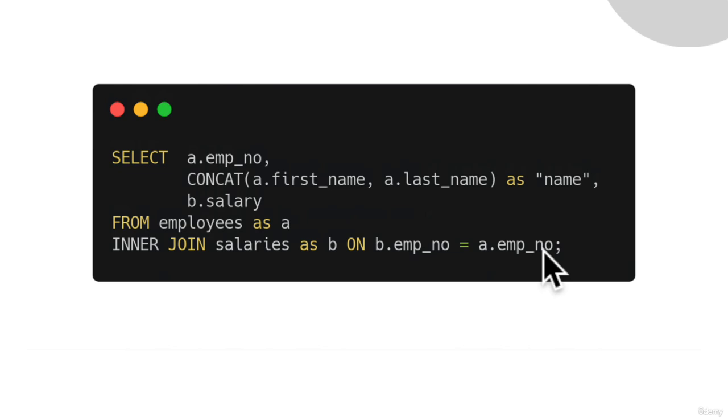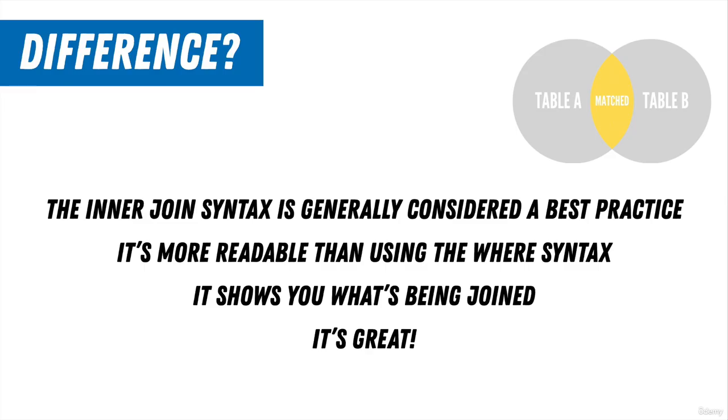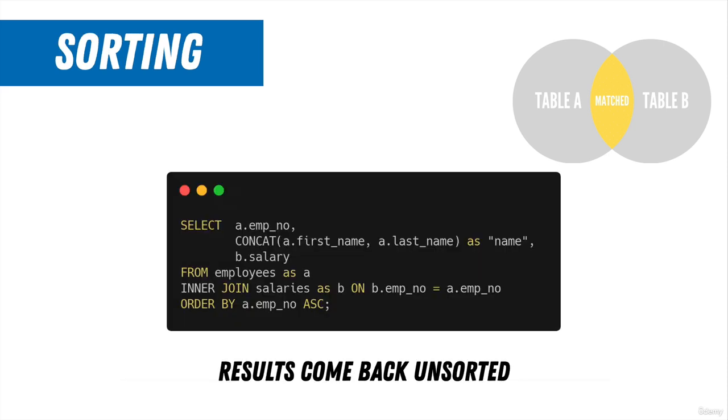It's the exact same way to do what we did with the where clause, but it reads more nicely. So the inner join syntax is generally considered a best practice. It is more readable than using the where syntax. It shows you what's being joined. It's great. Now, like I said, the results always come back unsorted.